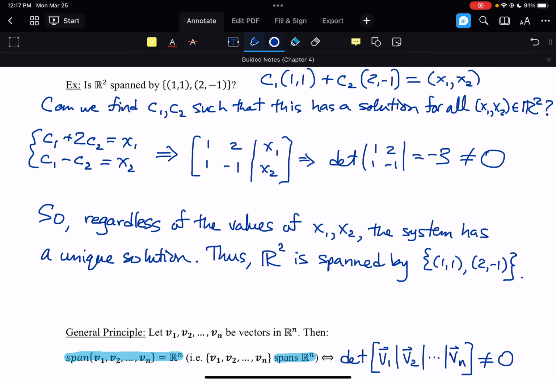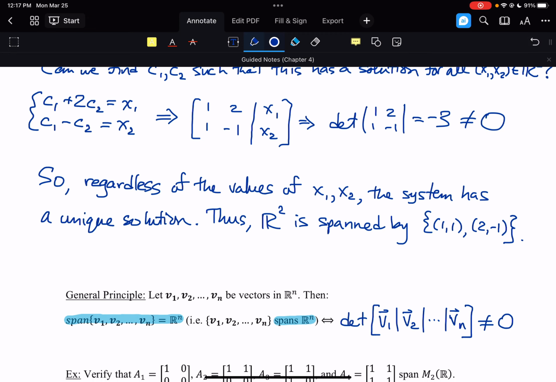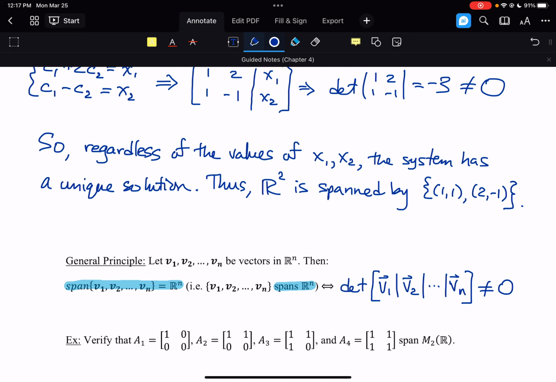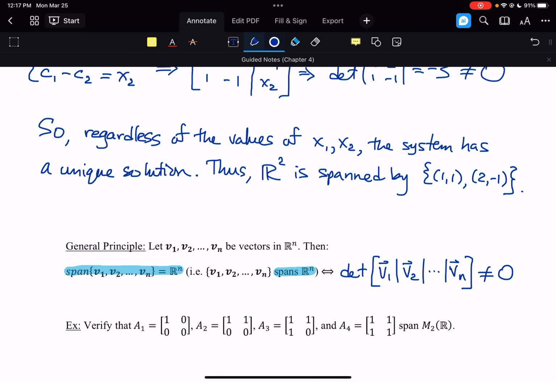Okay, so this process is technically what we have been using, maybe without realizing that we were using it. But this is the formal statement of this process. So as long as we have this situation with n vectors in Rn, we can use this determinant as a valid test.